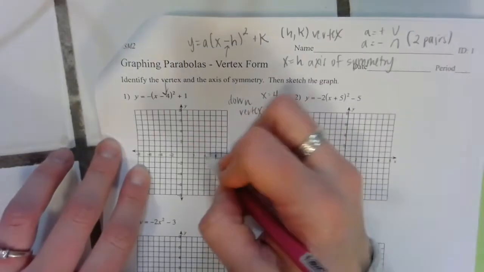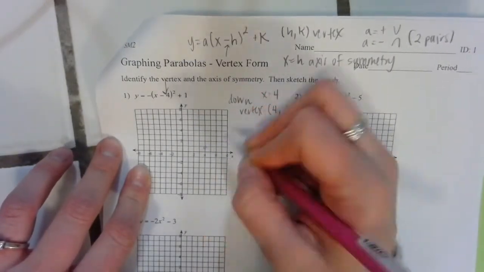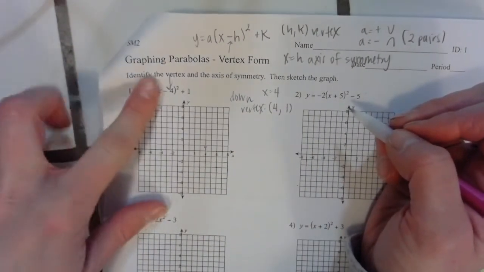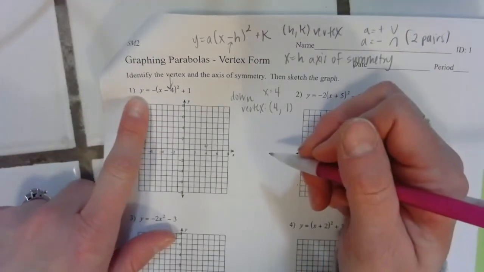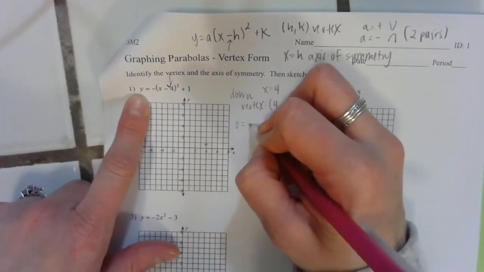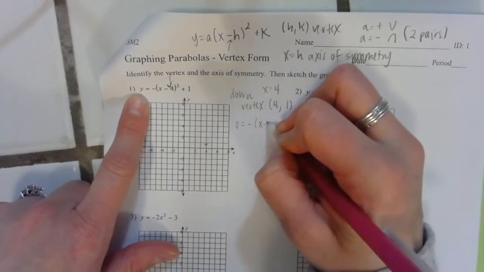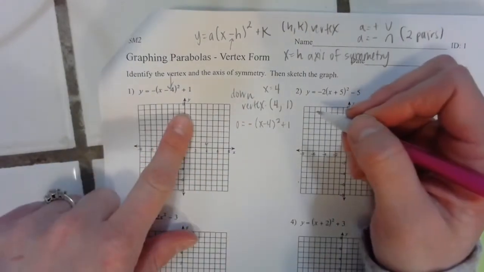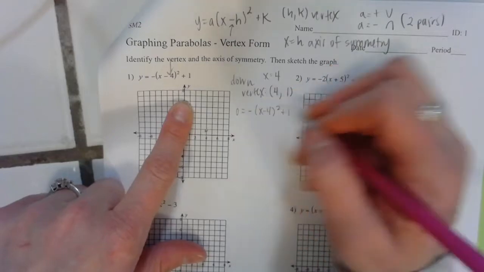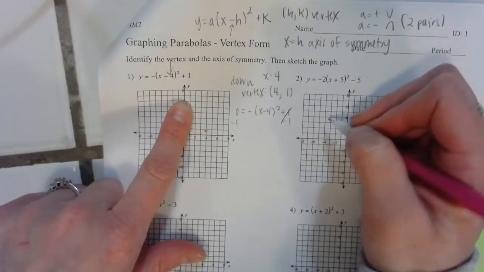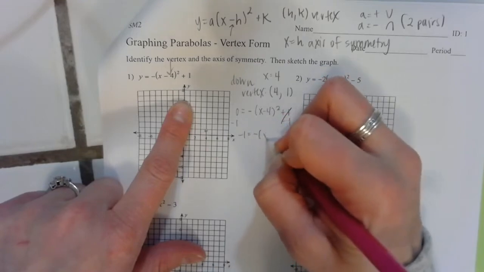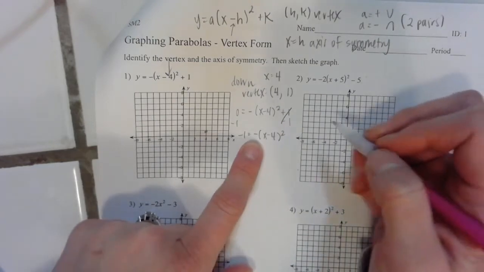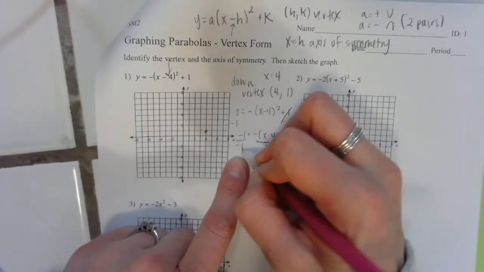So I'm going to graph 4, 1, it goes down, so it's going to go through my x-axis. So since it's going to go through my x-axis, I'm going to set my y equal to 0. So we have 0 equals negative (x minus 4) squared plus 1, and we are going to solve for x. So the first thing that we need to do is move this 1 to the other side. So we're going to subtract 1 on each side. Now we have negative 1 equals negative (x minus 4) squared. Then we need to get rid of the negative in front because we can't square root a negative. So we're going to divide each side by negative 1.